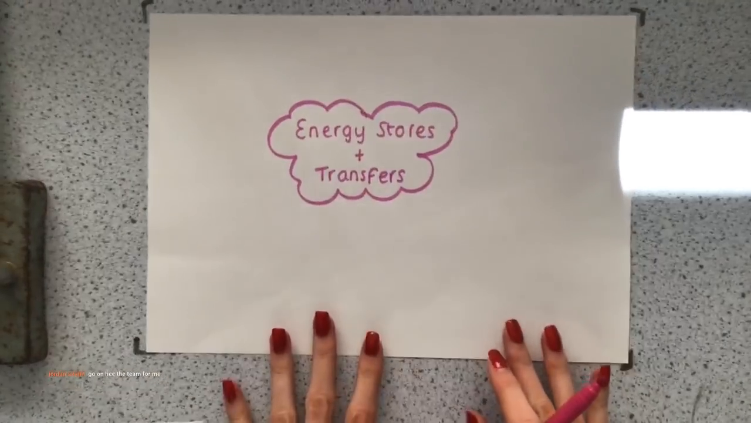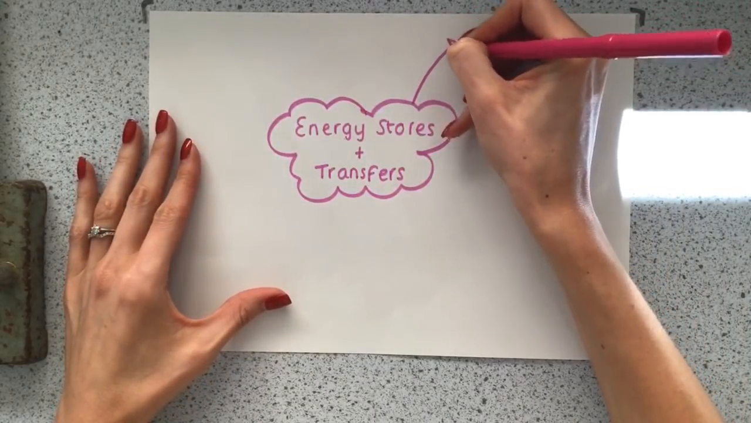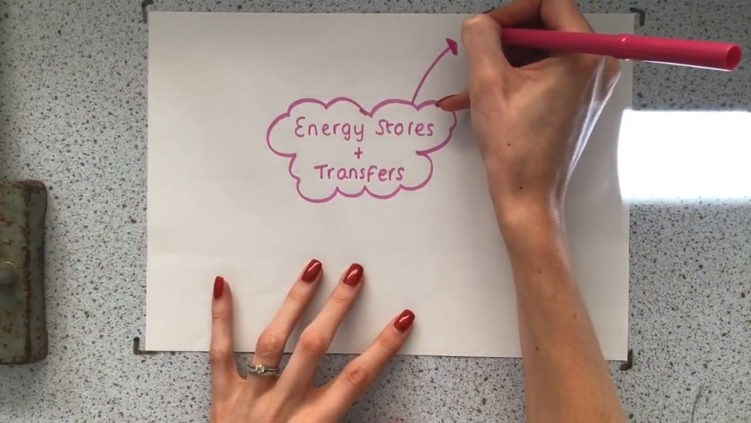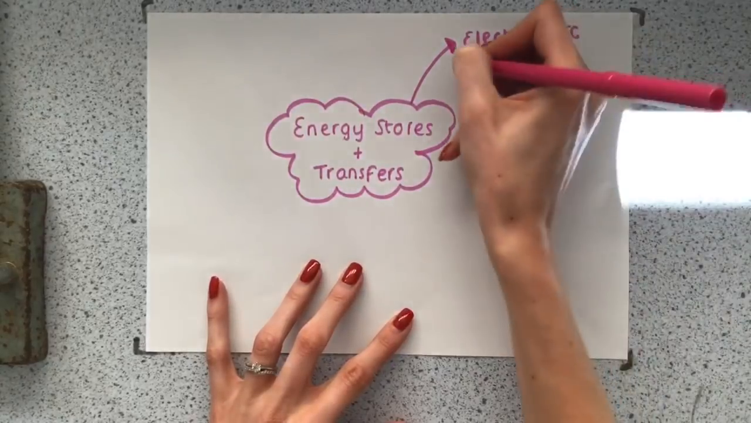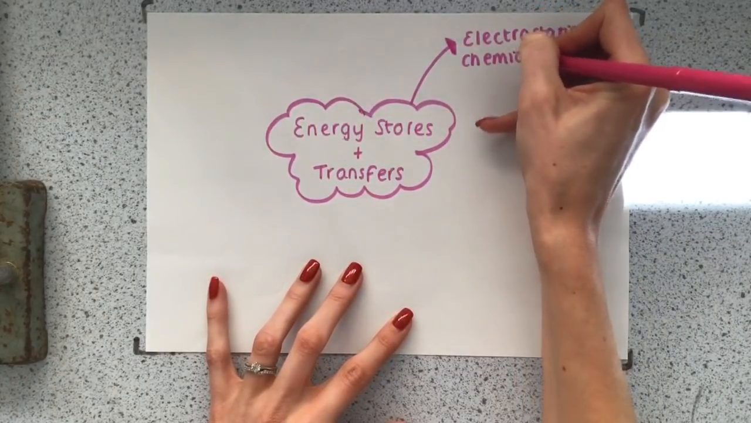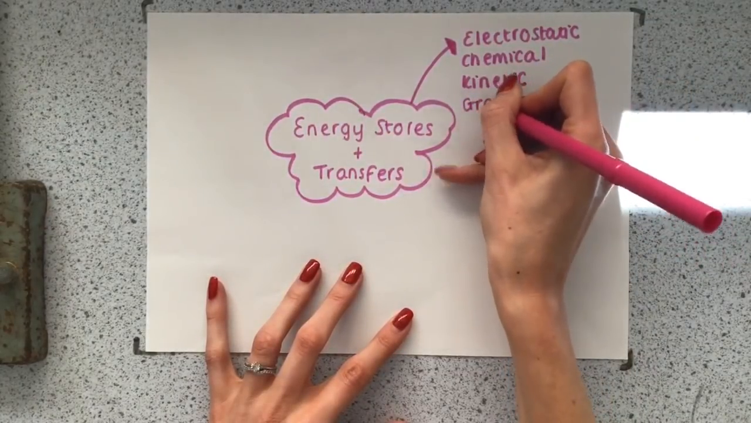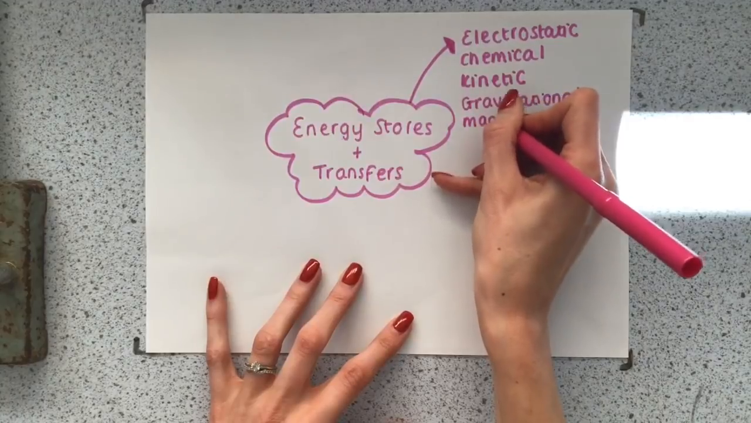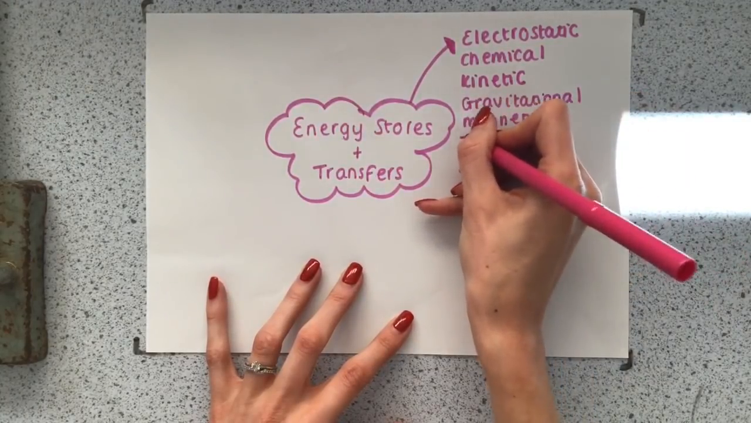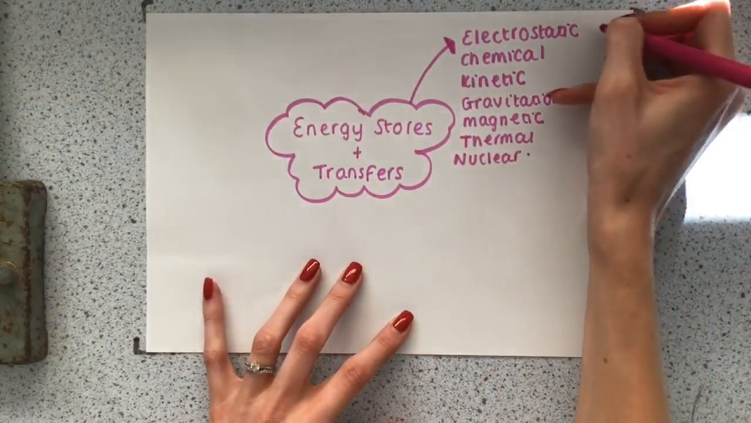Right, so good evening. We are going to start off with Spec 1. First of all, we're going to do a mind map on energy stores and transfers. First, we are going to look at all of the energy stores, so we're going to make a big list of them. So we have electrostatic, chemical, kinetic, gravitational, magnetic, thermal, and nuclear. Okay, so they are all energy stores.